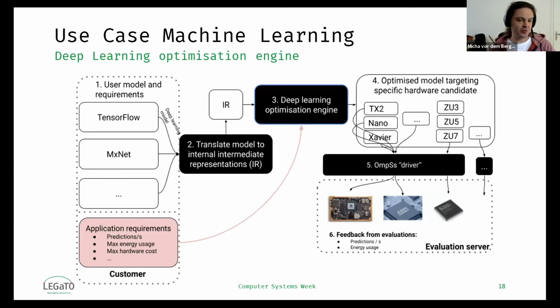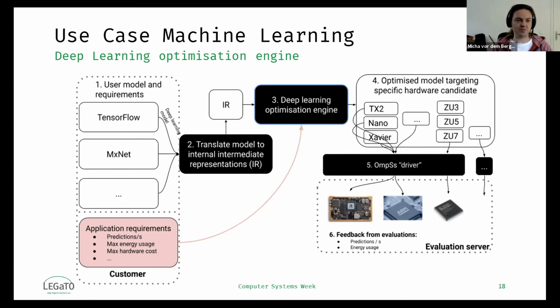The deep learning optimizer tool that we developed within LEGaTO uses, at the first step here on the left side, user models and some requirements, for example from TensorFlow or MXNet, with different other tools planned to be supported later on, and translates this into an intermediate representation, which is then used and optimized using these application requirements here at the bottom. And then this deep learning optimization engine is used to finally put out specific models that target our specific hardware candidates.